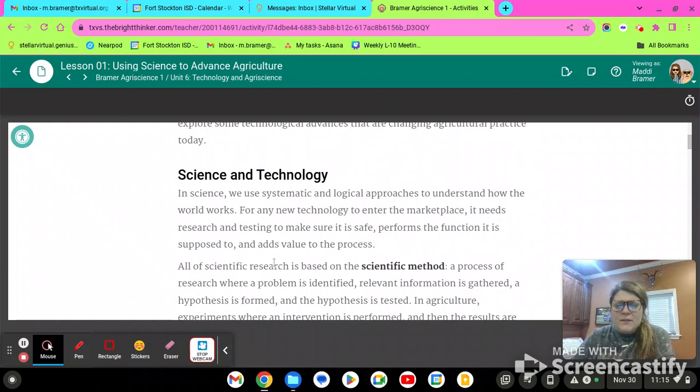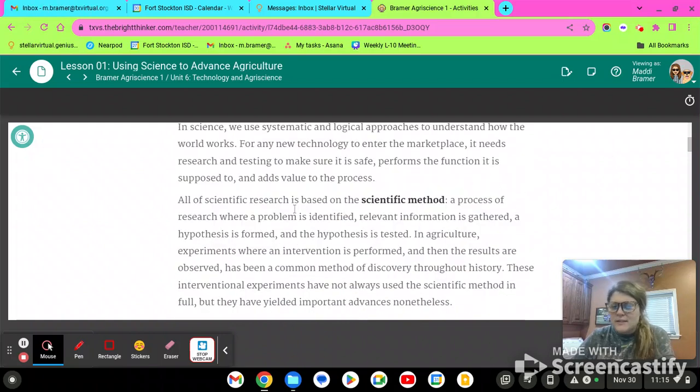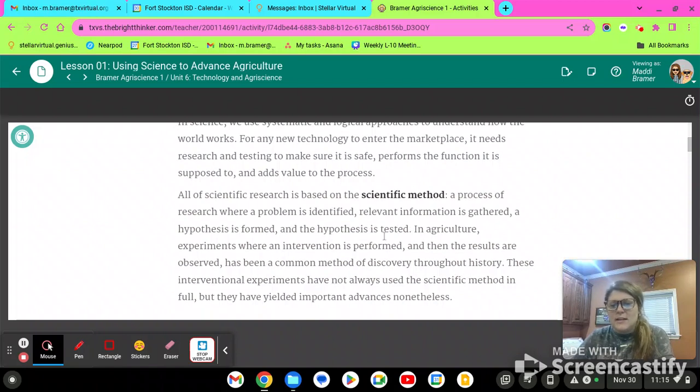So, first thing you need to know is that agriculture is a science. Agriculture science is this class. So, they do use scientific research in agriculture. You should know what the scientific method is. It's one of your vocab words. It's the process or research where a problem is identified, relevant information is gathered, a hypothesis is formed, and then that hypothesis is tested. So, basically, you figure out a problem, you find all the things that you can about that problem. You tell me what you think is going to be the result, and then you test to see if you were right. And you report your findings, whether you were right or wrong.